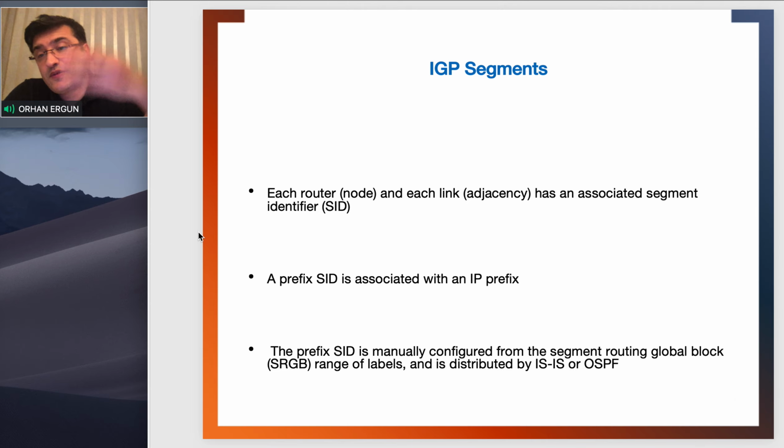For example, for seamless MPLS, when you learn the prefixes via BGP, then you need a BGP segment ID. At the moment, we are talking IGP. Reachability is provided by IGP, that's why the SID value is advertised with OSPF or IS-IS.